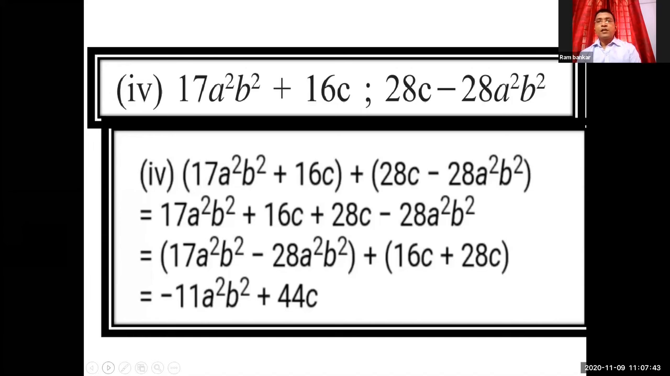In the second step, we put together the like terms. A square b square in the first expression, and in the second expression also a square b square. So we put together both terms: 17a square b square minus 28a square b square in a bracket, then plus the other like terms. What is the other like term? In the first expression 16c, in the second expression 28c. 16c plus 28c.